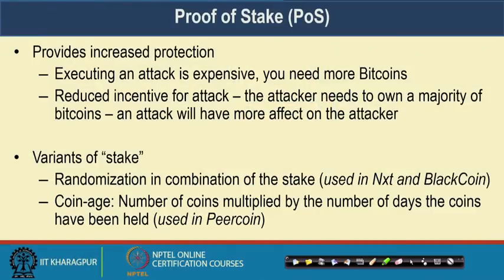Now, there are multiple variants of stake, where stake is basically the term for the wealth that you have. There are multiple variants of stake that have been discussed in the literature. One idea was to use randomization in combination with the stake, which is used in the Nxt and Blackcoin cryptocurrencies. The idea is that you consider the amount of Bitcoin that you have as an input, and at the same time you apply a randomization function, and based on that randomization function you decide who will be the miner who will generate the next block.